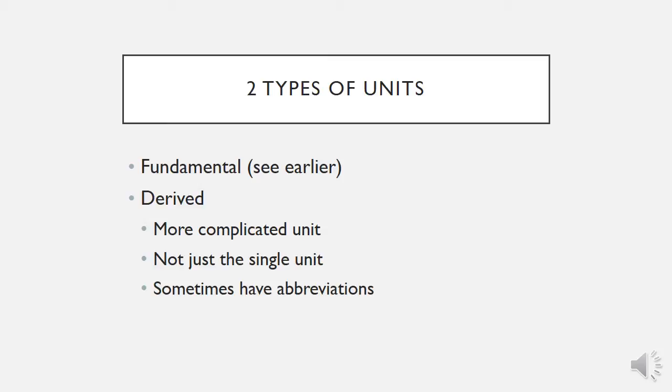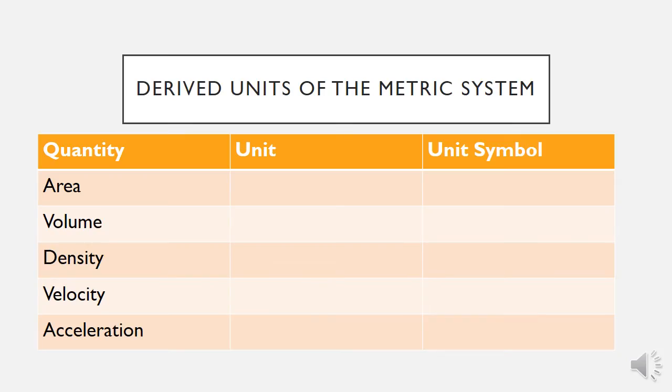So some examples of derived units that you've probably heard before. Area, volume, density. Definitely three that you for sure have. Velocity, acceleration, maybe not as much yet. We'll talk about those as we go through this.